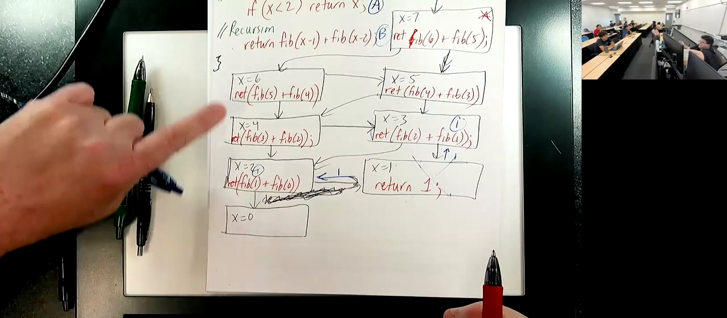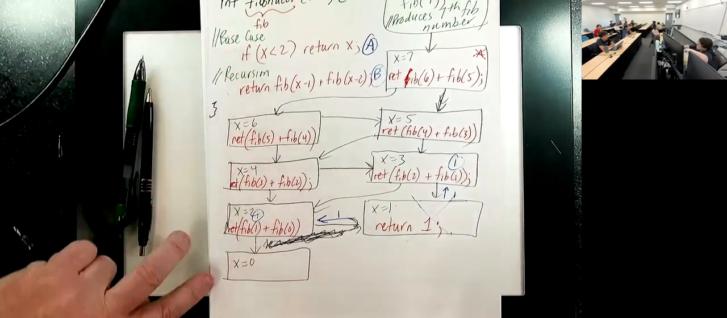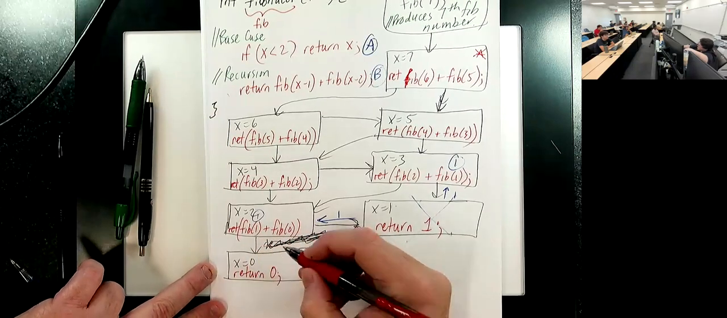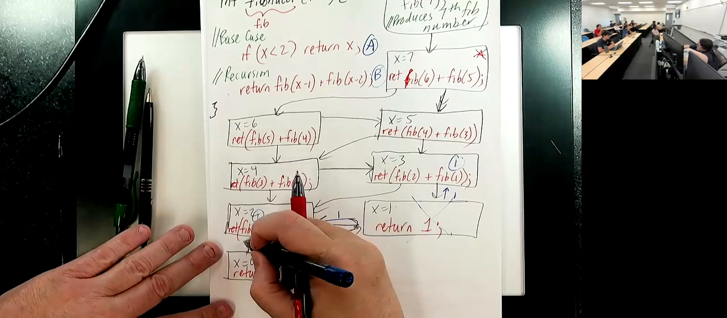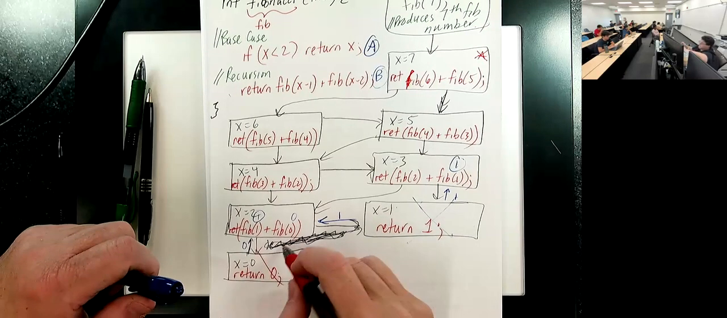This meets x is less than 2. X equals 0 is less than 2, so it's going to return 0. And that sends a 0 back up here. So it puts a 0 there, and this one shuts down.